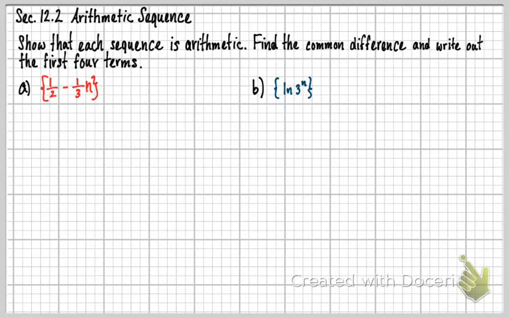Show that each sequence is arithmetic. Find the common difference and write out the first four terms. So what we're going to do first here is show that the sequence is arithmetic. That simply means that it has a d that it's adding to each term, and that d is just the difference, the same number I'm adding to each term as I move out.